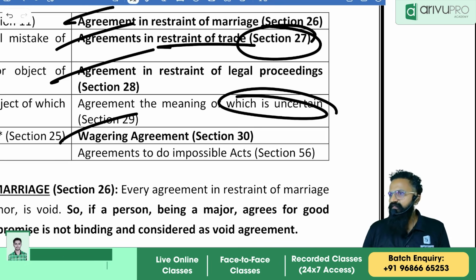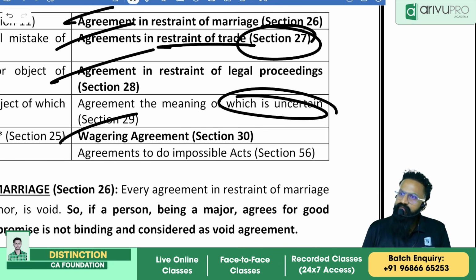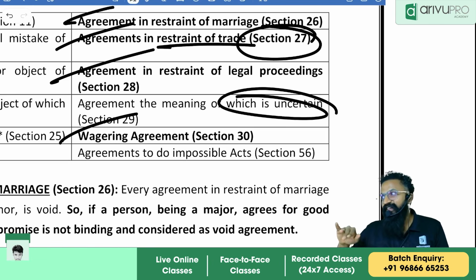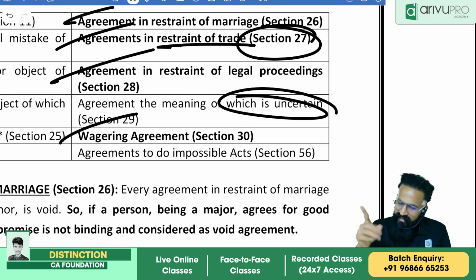Fourth one is horse race. What is horse race? Whenever the prize money is more than 500, it is valid; less than 500 is invalid. Yes, sir. Next one, sir.